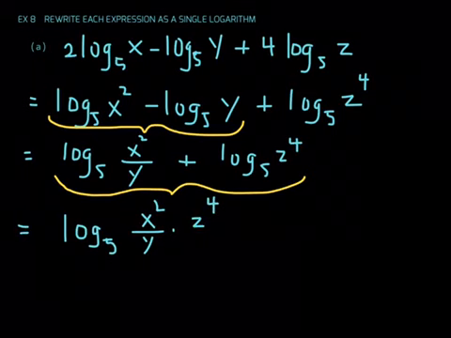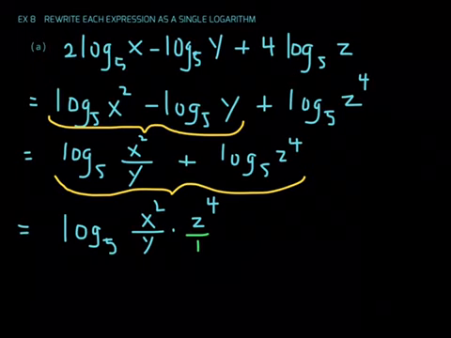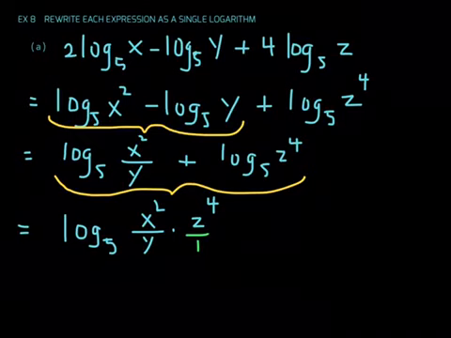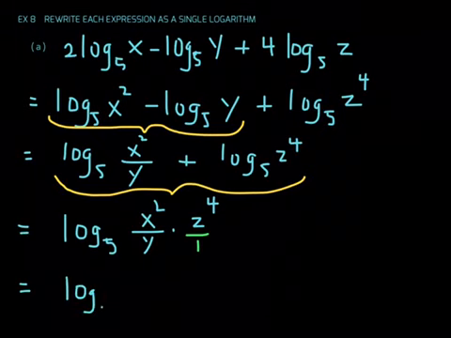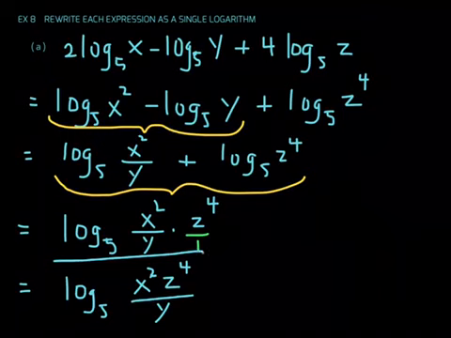Cool, you're done. The only thing I'm going to do here is just clean this up a little bit. You know, z to the 4th power really has an invisible or an implied denominator of 1. So we can multiply straight across, right? And so we can write our final answer, maybe a little neater, log base 5 of x squared z to the 4th all over y. That's x squared up there, all right? That looks a little neater there. So you wrote everything as a single logarithm. How did that go for you?